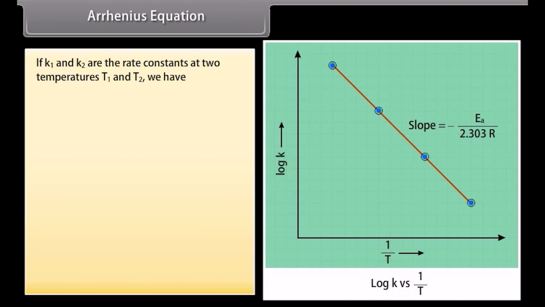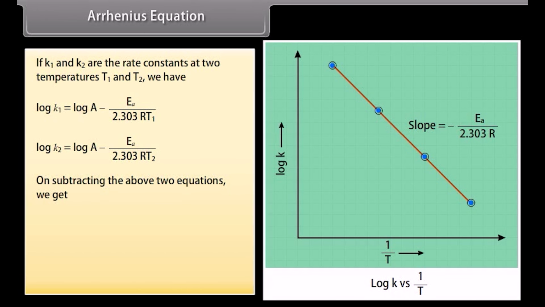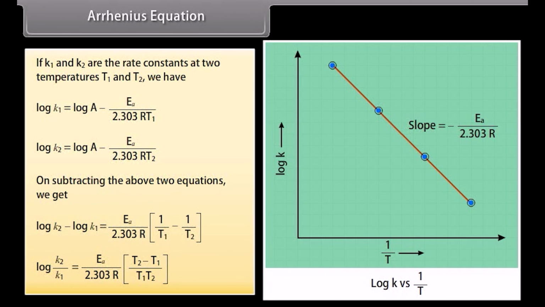If k1 and k2 are the rate constants at two temperatures T1 and T2, we have log k1 = log A - Ea/(2.303 R T1), and log k2 = log A - Ea/(2.303 R T2). On subtracting the above two equations, we get log(k2/k1) = Ea/(2.303 R) multiplied by (T2 - T1)/(T1 T2).